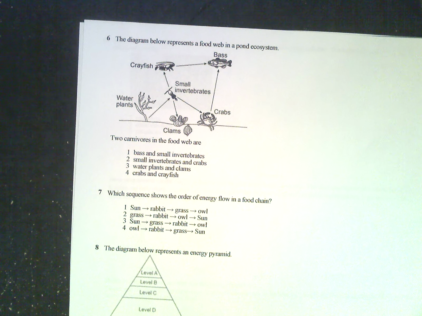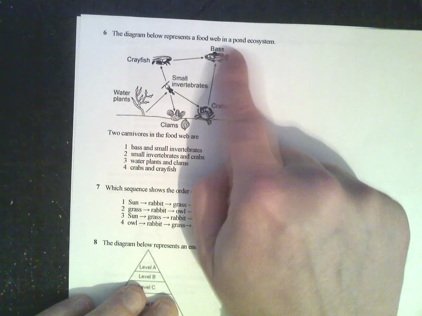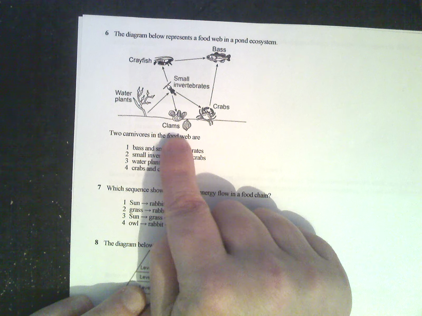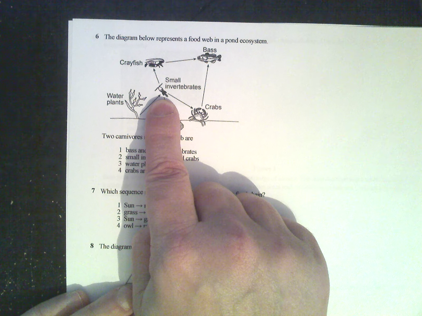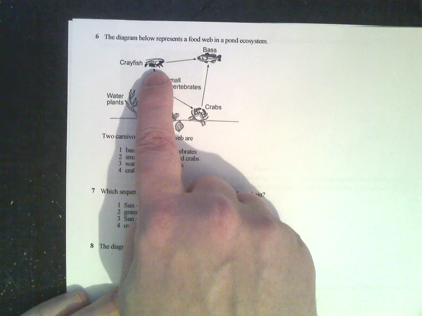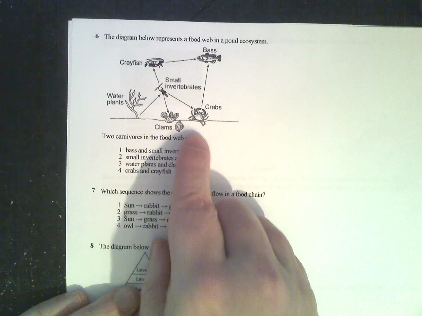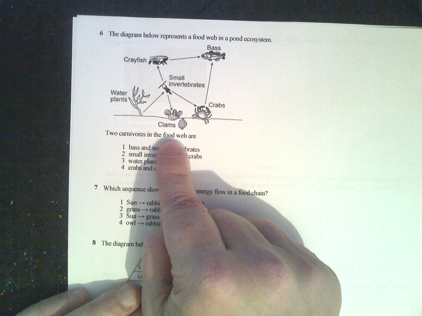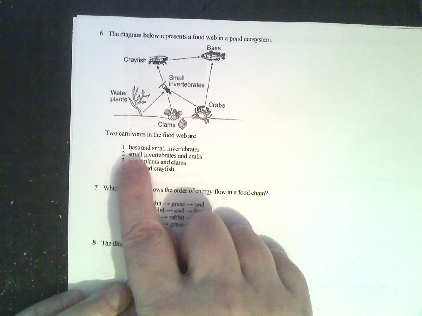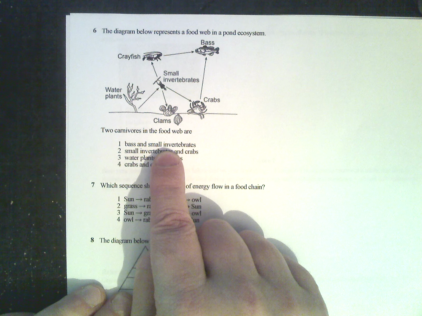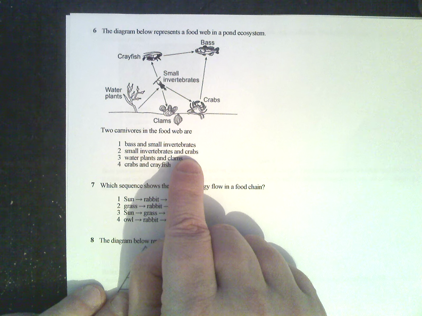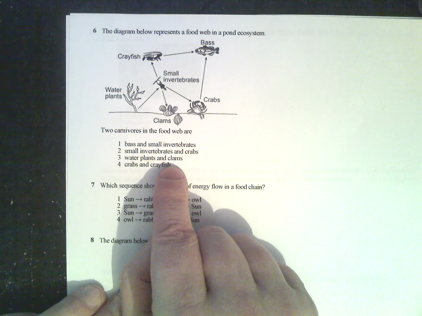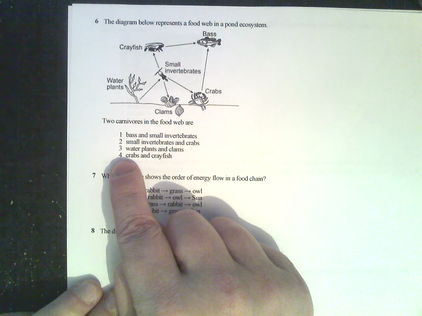It says the diagram below represents a food web in a pond ecosystem. At the bottom here we have clams and crabs and water plants. Here I have small invertebrates. Here I have crayfish. And here I have bass. Crabs and clams on the bottom here. Two carnivores in this food web are: one, the bass and the small invertebrates; two, the small invertebrates and crabs; three, water plants and clams; or four, crabs and crayfish.